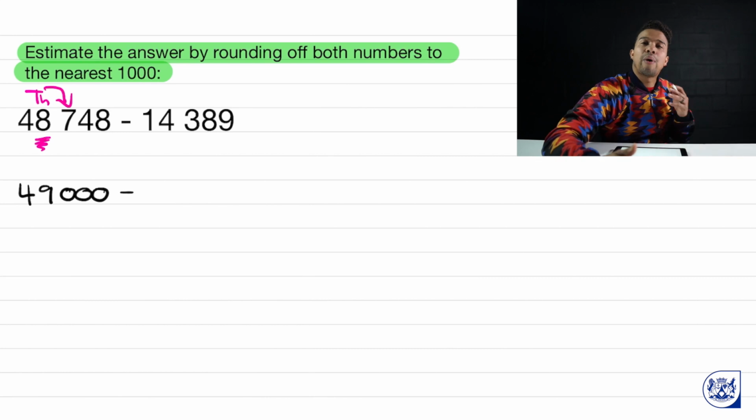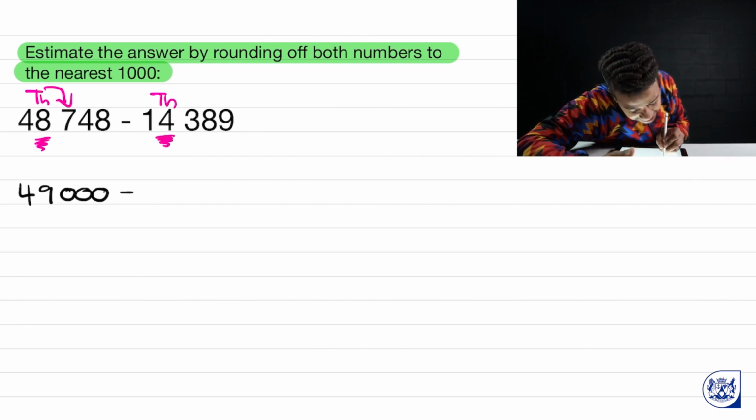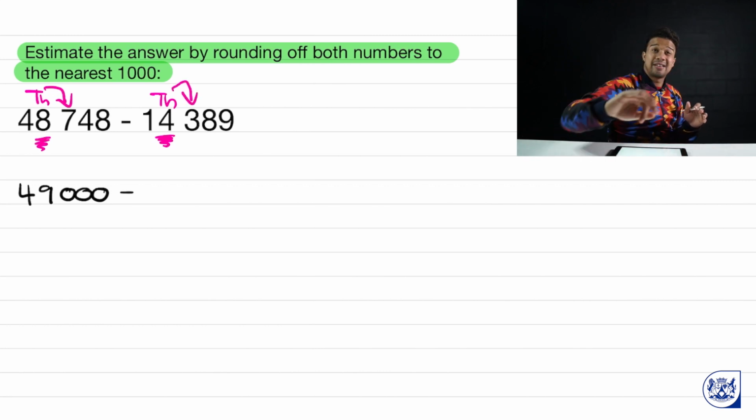Now let's move over to our next number. And again, we have to find the number that's in the thousand place. 9 is in the ones place, 8 is in the tens place, 3 is in the hundreds place, and 4 is in the thousand place. So now let's look at the number next to it. The number next to it is the 3.